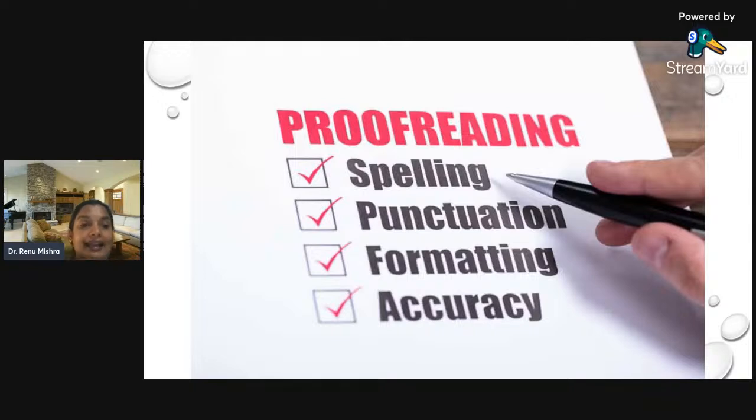Now, I have tried to visually discuss what exactly proofreading means. Spell check, done. Punctuation, done. Formatting, done. Accuracy, done. Now, before I go on to each and every aspect of it, my question to all of you is, how many of you actually struggle when it comes to proofreading?